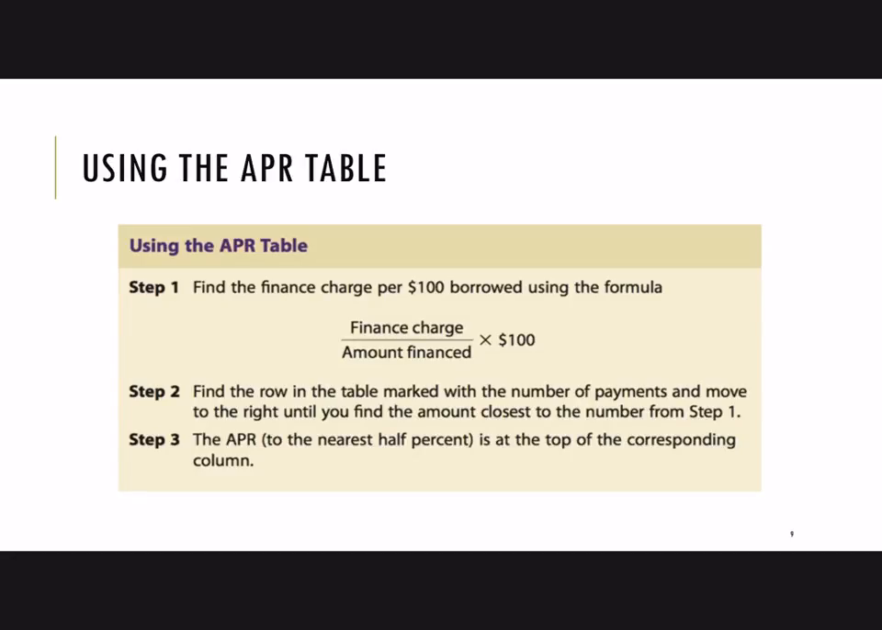So here's how we use the table. First, you find the finance charge per $100 using the formula finance charge divided by amount financed times $100. Okay, so this division step, when you divide by the amount financed, that's going to tell you the finance charge per dollar, and then you multiply by 100 to find the finance charge per $100.